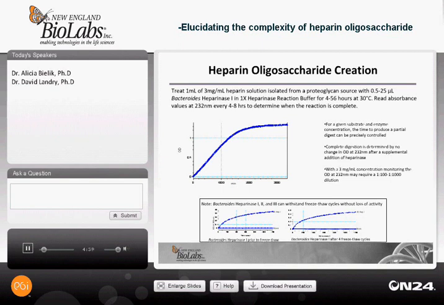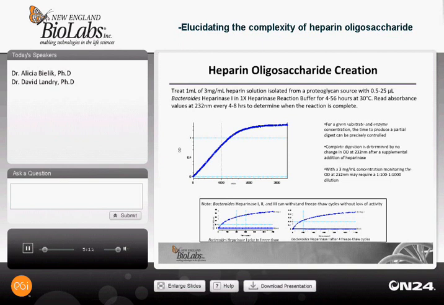So for a given substrate and enzyme concentration, the time to produce a partial digest or a complete digest can be precisely controlled. This can be controlled by following the digestion at 232 nanometers as shown in the graph to the left. Complete digestion can be determined by no change in OD at 232 nanometers. So as you can see in the figure to the left, as the line starts to plateau, the OD is not increasing. If you add additional heparinase enzyme and you do not see further increase in OD at 232, you can know that your reaction has gone to completion.